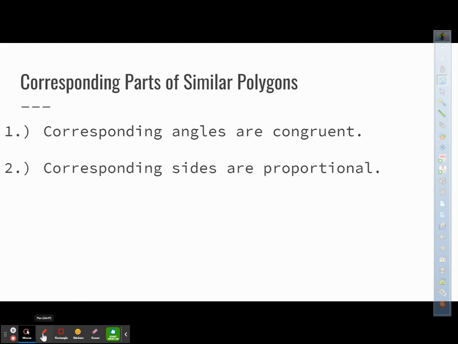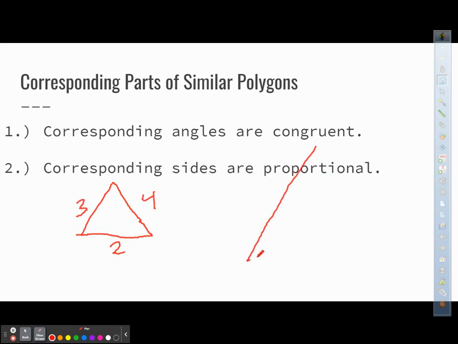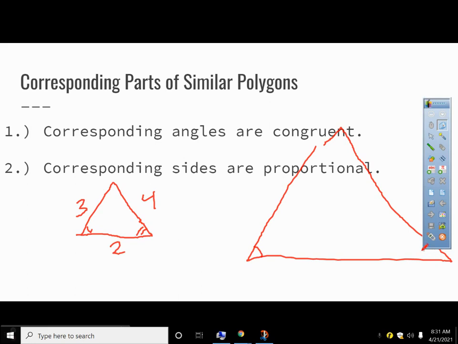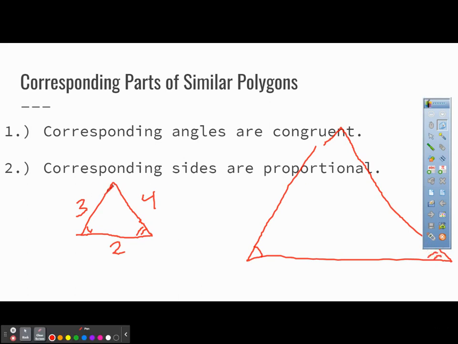And what that means is, if I have a triangle, and let's say it has sides 2, 3, and 4, and then I have another triangle that's similar, that means all angles match up, are congruent. And then the sides are proportional. So for instance, here's 2, 3, and 4, and I have them turn the same way. So the 3 side is proportional to this side, 2 is proportional to that side.